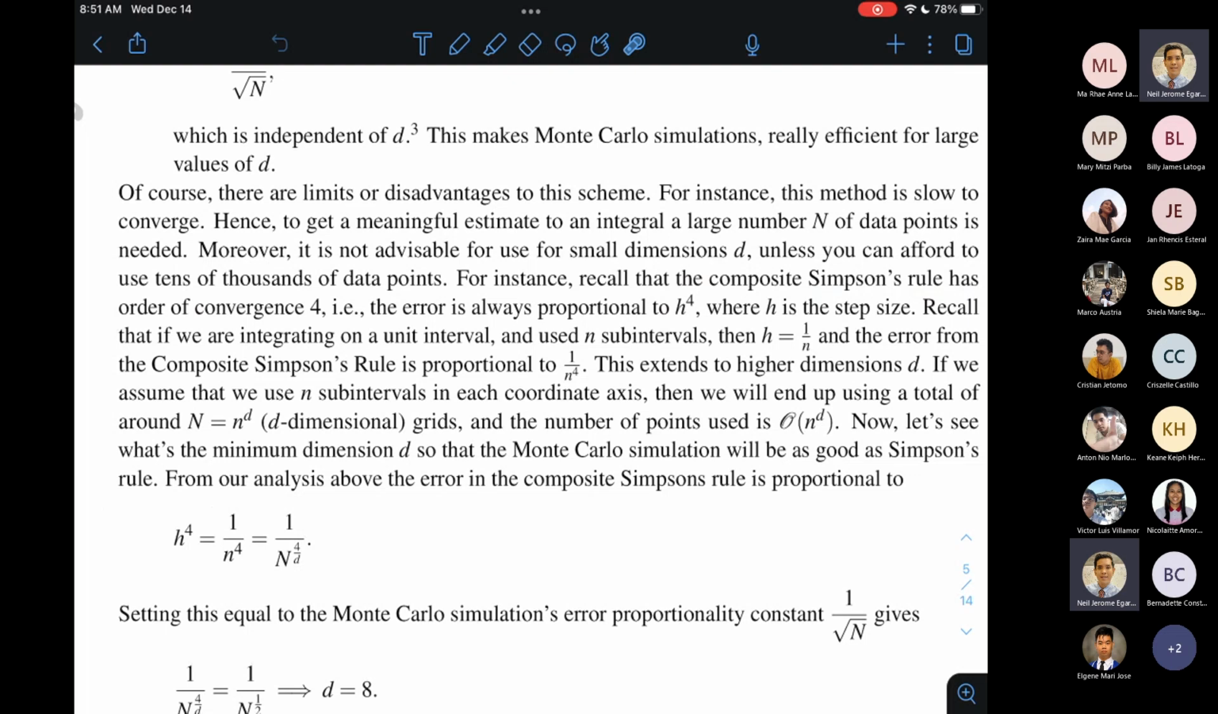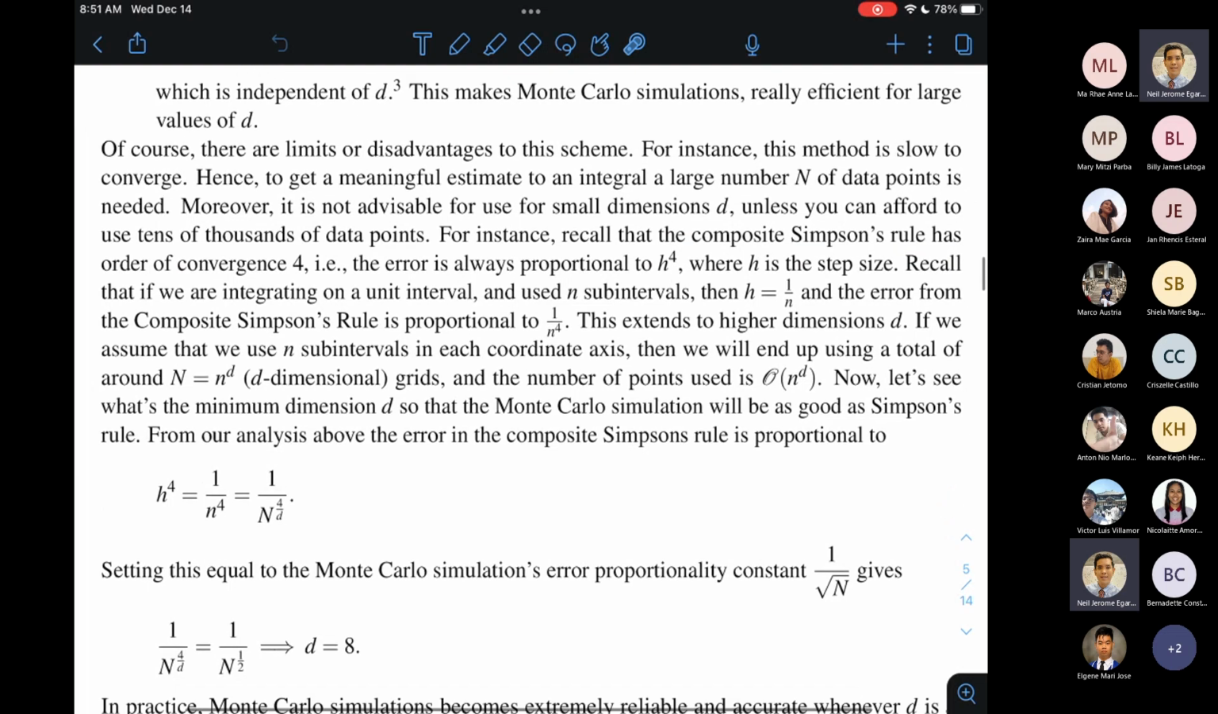Saang dimension? Well, recall that kung nag-integrate tayo sa isang unit interval, meaning an interval of length 1, and we're using little n subintervals, then ang ating h ay 1 over n. And the error mula sa composite Simpson's rule ay magiging proportional sa 1 over n to the fourth, right? Because again, the error sa composite Simpsons ay big O ni h to the fourth, h equals 1 over n, so that means the error is proportional to 1 over n to the fourth.